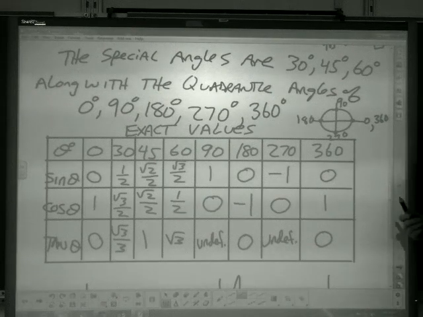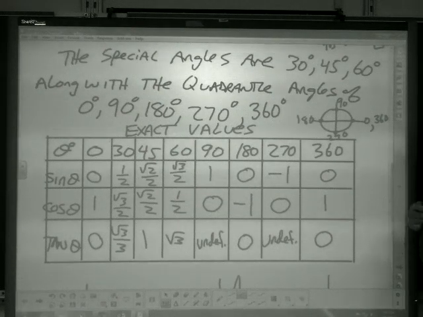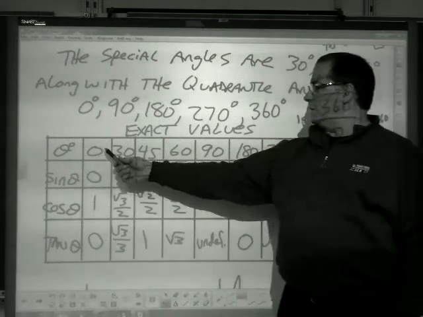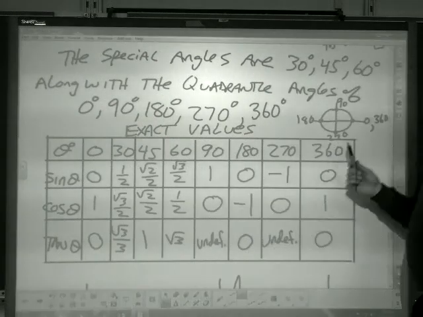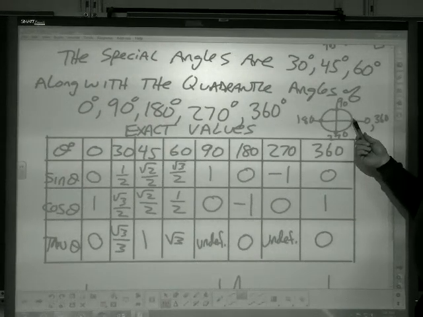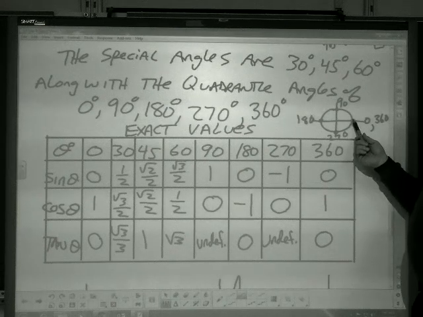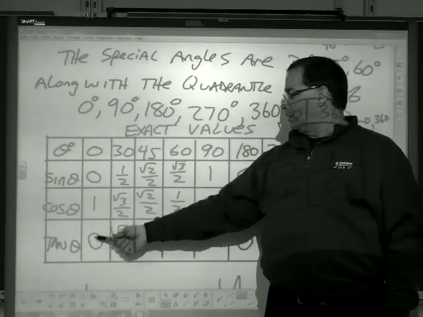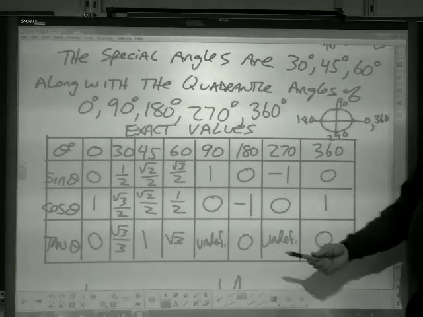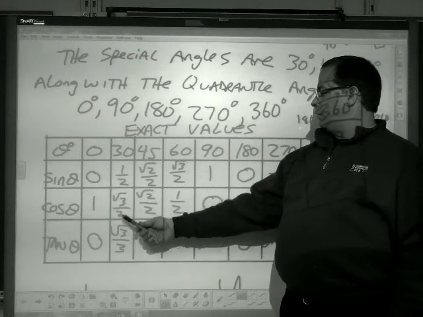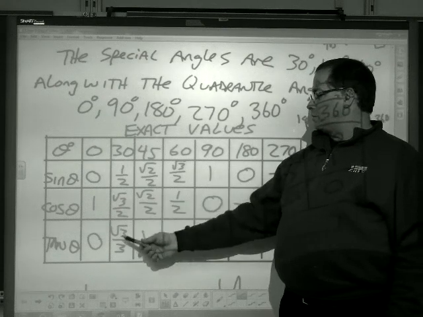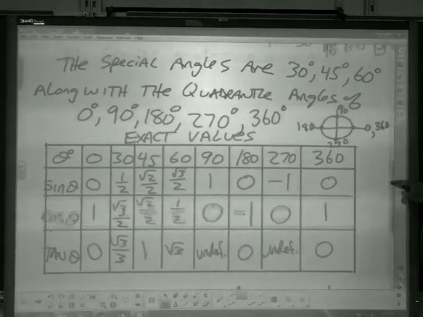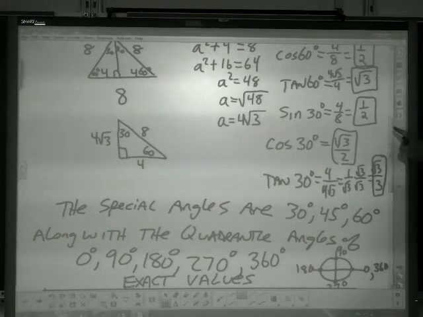Okay, so we have a little chart we can fill out. For 0 degrees, the sine, which is the y value, is 0. The cosine is 1. Tangent is sine over cos, or y over x. 0 divided by 1 is 0. 30 degrees, we already did that up above. Those are the ones we had: a half, square root of 3 over 2, square root of 3 over 3. We just did that in this problem here.